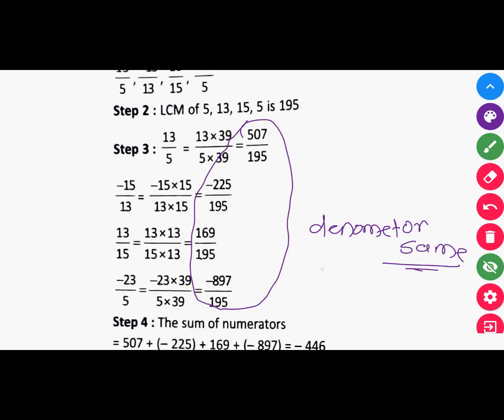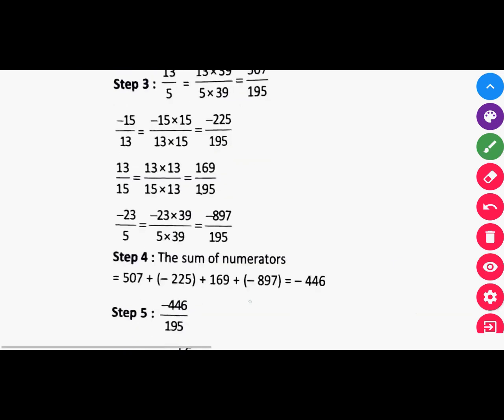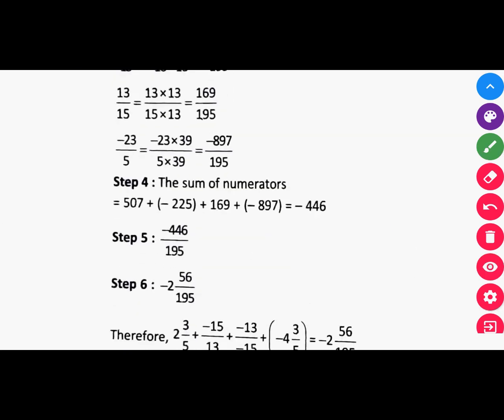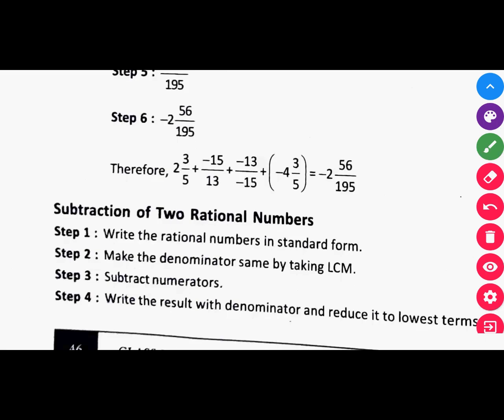Now what you have to do is you have to just add the numerators. 507 minus 225 plus 169 minus 897. If we add four of them, we get minus 446 as an answer, and just simplify it. Okay. So we have added the numbers.